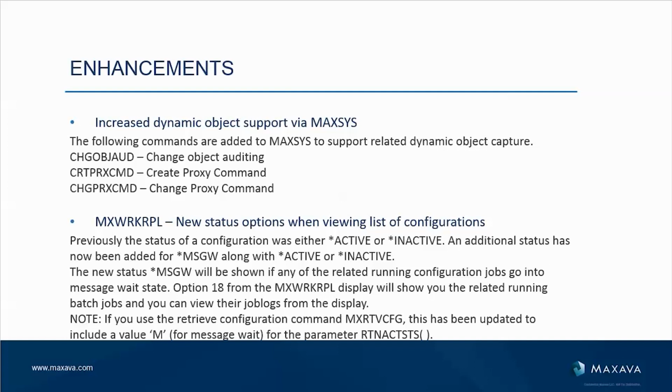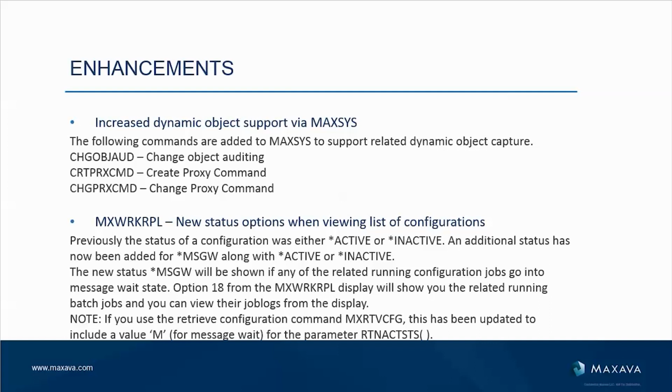MX Work Replica. New status options when viewing list of configurations. The current MX Work Replication display will show the configuration statuses as either active or inactive. An additional status has been added for message wait, *MSGW. The new status message wait will be shown if a related running configuration has a related batch job which goes into message wait state.